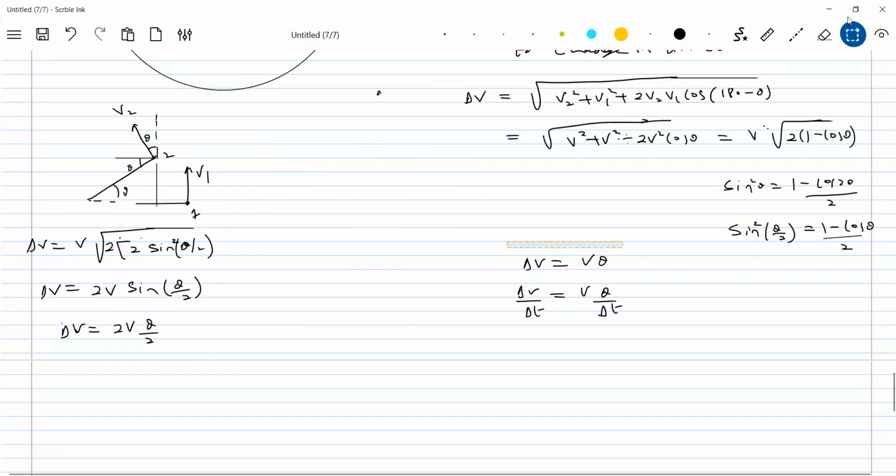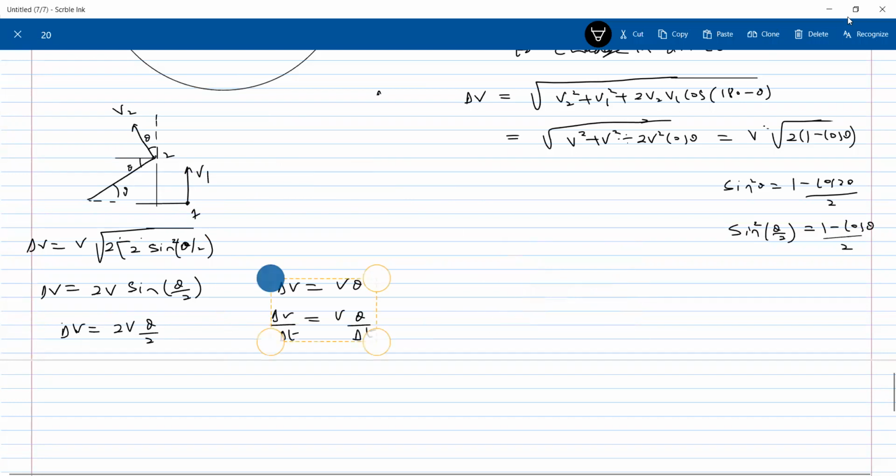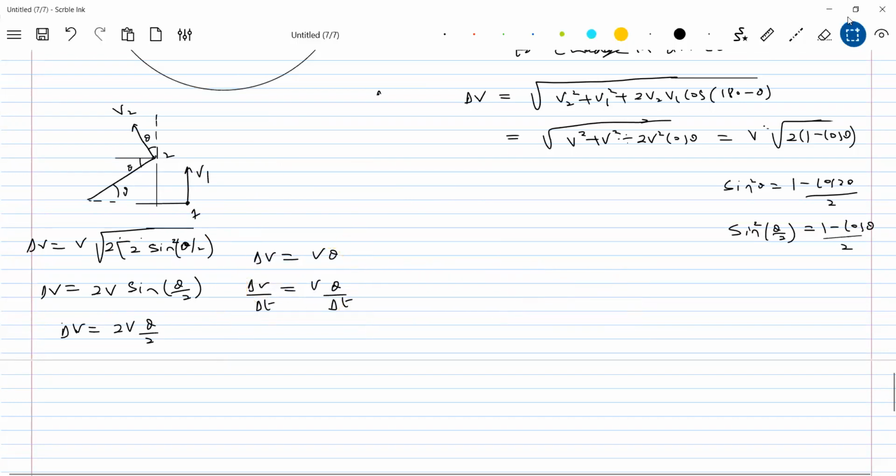I'm showing by several methods. In different books, they're given different methods, no? So I'm introducing all the things. So delta v by delta t, this I'll call centripetal acceleration. v into delta theta by delta t, this will become angular velocity.